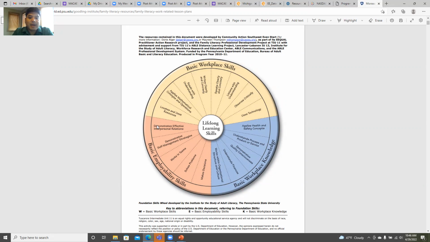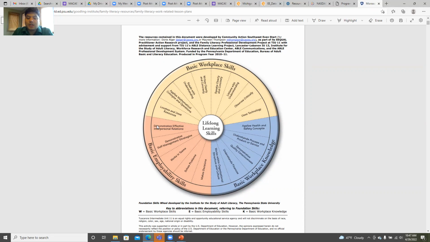And so they've broken it down, in all of these lessons, as they've incorporated some of these family literacy activities. Here are some of the workplace skills, some of the workplace knowledge, and some of the employability skills that adults are either working toward or achieving or mastering as they're engaging in these activities. So some of them are observing things from a critical lens, asking questions as they're reading with their children, asking questions as they're reading for themselves at home.